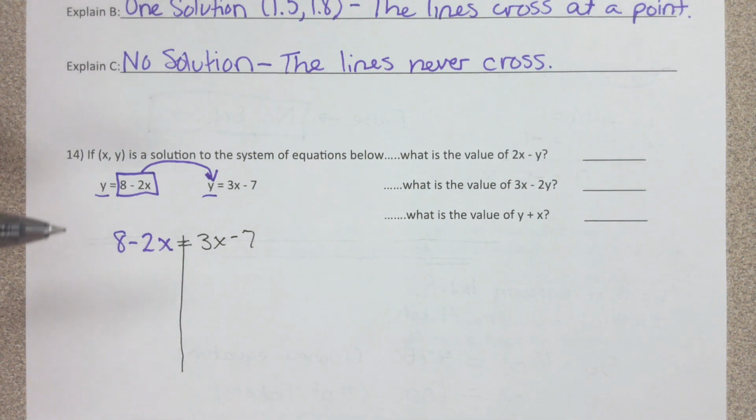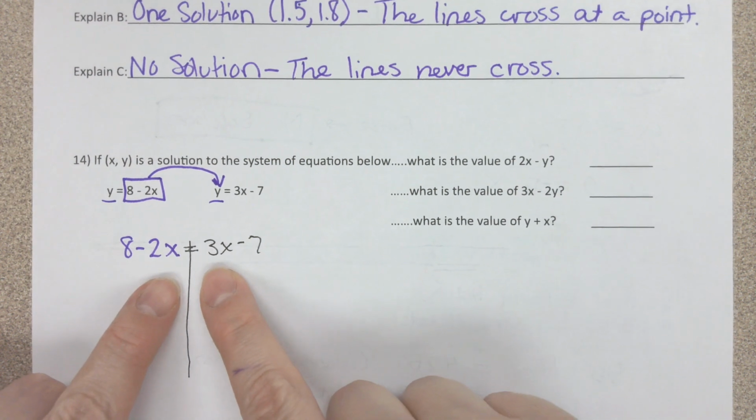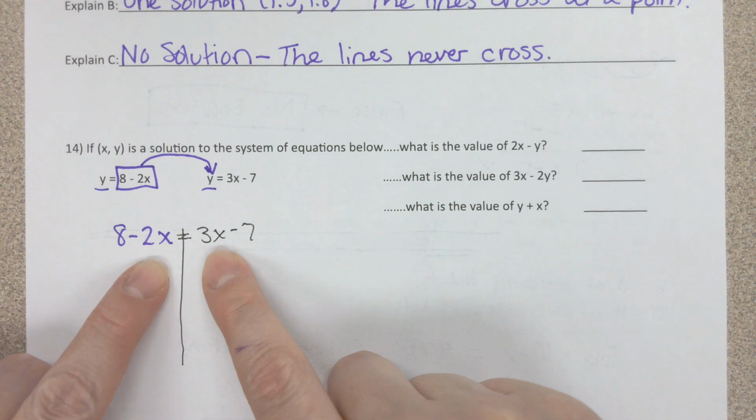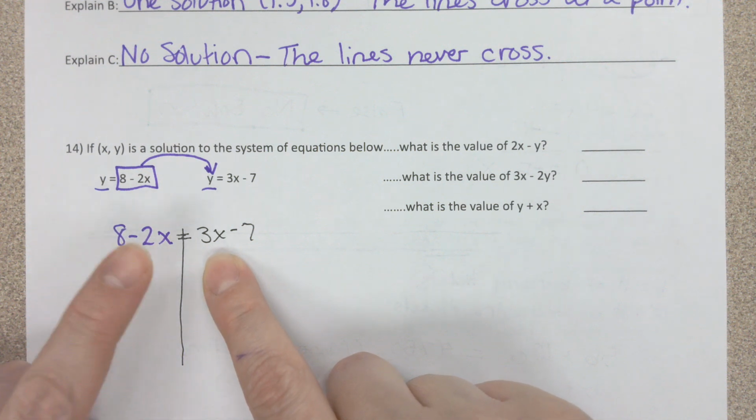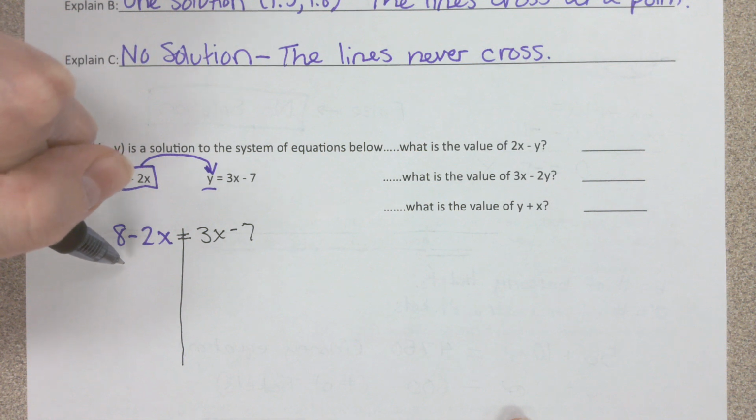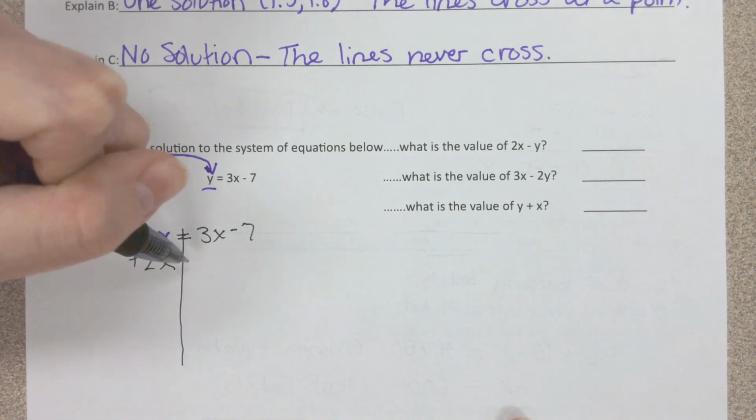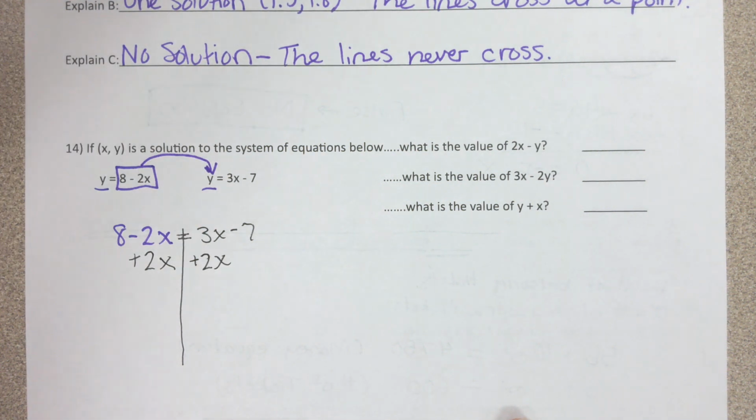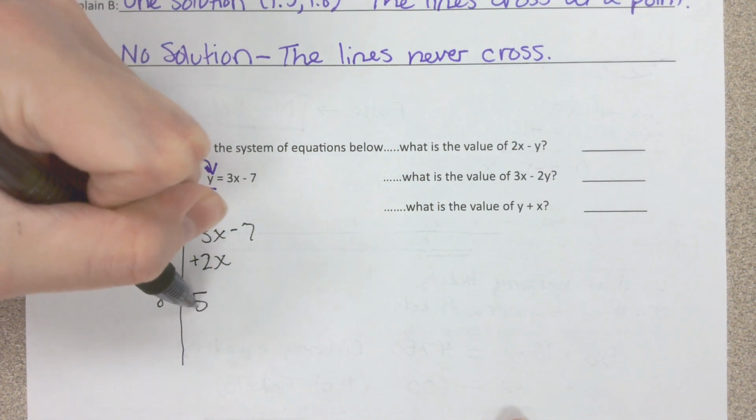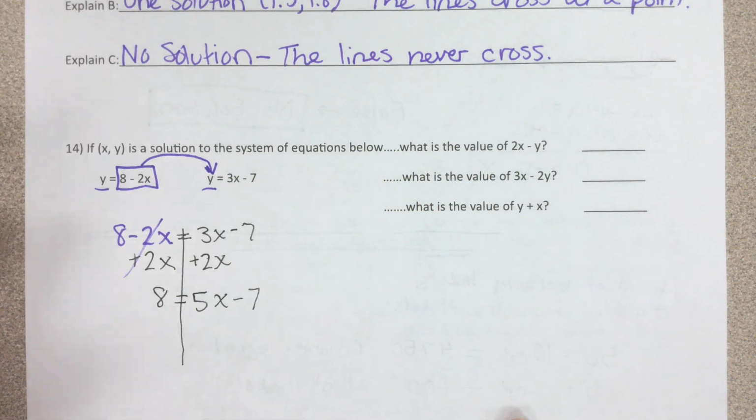All right. First things first, when you have 2 x's and they're on different sides, you want to move one of them, preferably the smaller one. So I'm going to move the minus 2x. This is a minus 2x, so I'm going to plus 2x on both sides to get rid of it, or to move it. We have 8 equals 3 plus 2 is 5x minus 7.